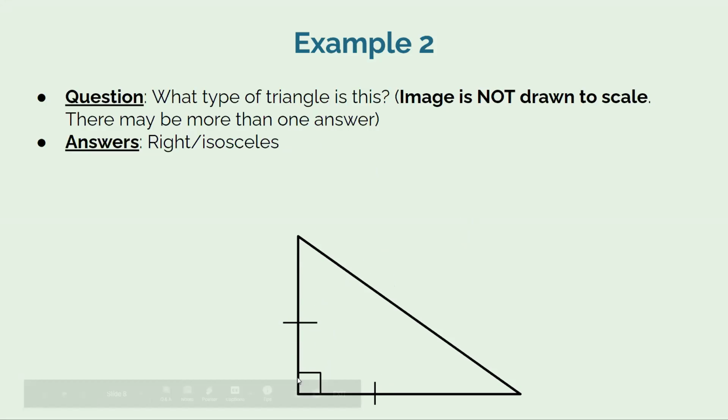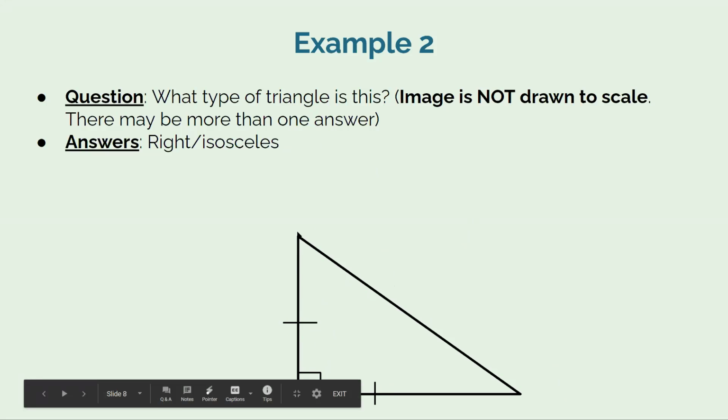Also, you may have noticed that although the tick marks say that these 2 sides are equal lengths, the picture makes it seem like they aren't of equal lengths. If you put these sides right next to each other, you'd see that this bottom side is slightly longer than this vertical side. But that doesn't matter. The question says that the image is not drawn to scale. So you have to rely on the tick marks to tell you which sides are equal. Even though these sides don't look equal, the tick marks tell you they are.